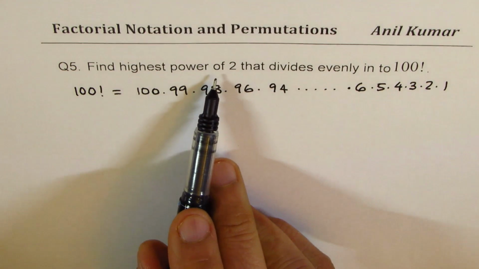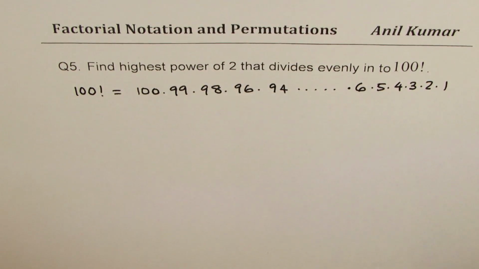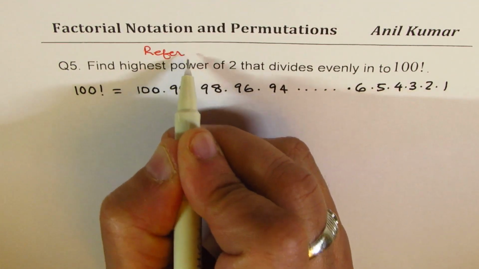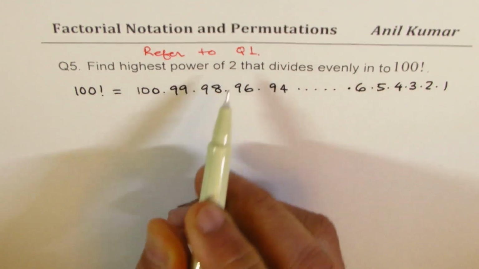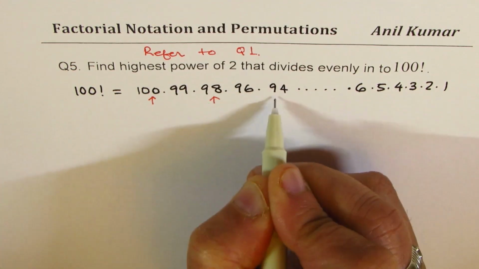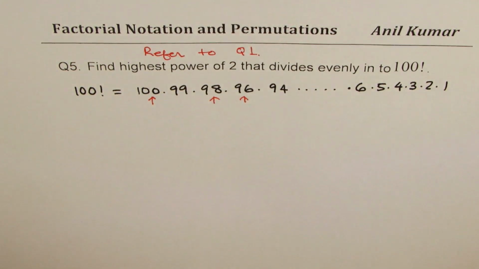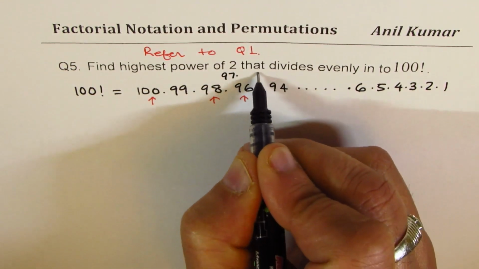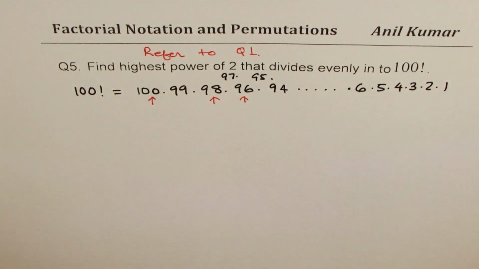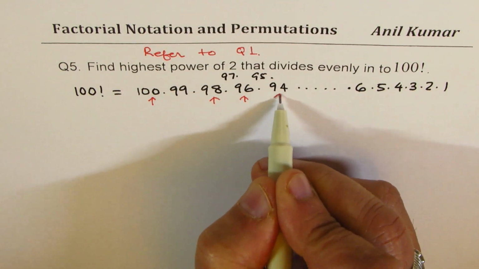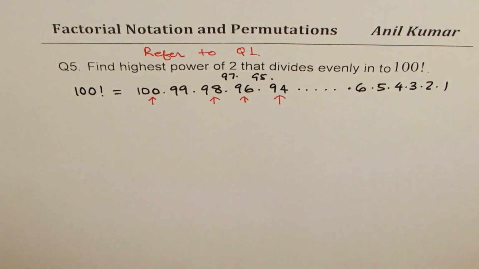We are looking for the highest power of 2. Now the concept here is, as we did in our question number 1, so refer to question 1, it is kind of related. Anyway, we see that there is a power of 2 in these even numbers. I missed 97, and here we are supposed to have 95. So what we see here is that alternate numbers will be divisible by 2. Does that make sense to you?